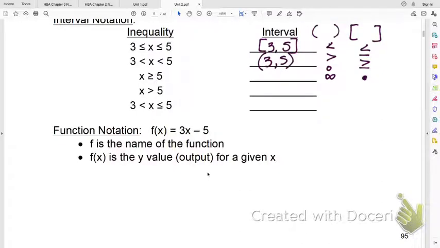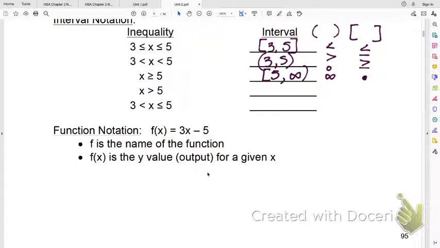Now, the inequality on the left, the third one down, the x is greater than or equal to 5, you have to think about it in terms of if it's greater than 5, where does it go out to? It goes out to infinity. So what am I going to write on the left? What are we going to start with? Bracket and 5, and then it's going to go out to infinity. And infinities, we always use parentheses.